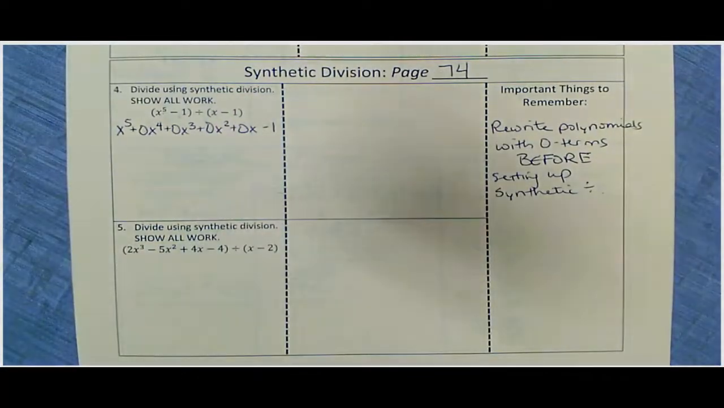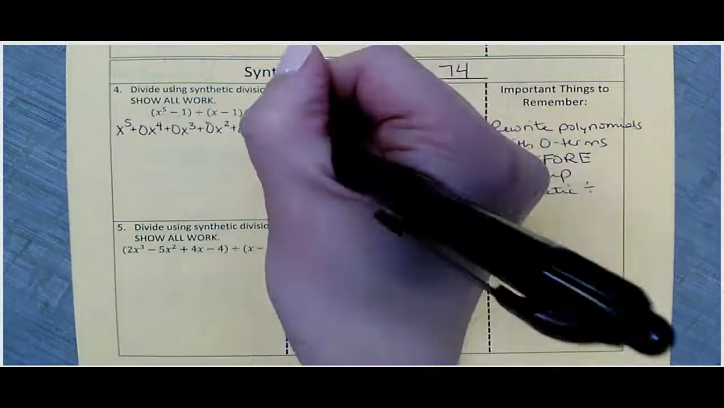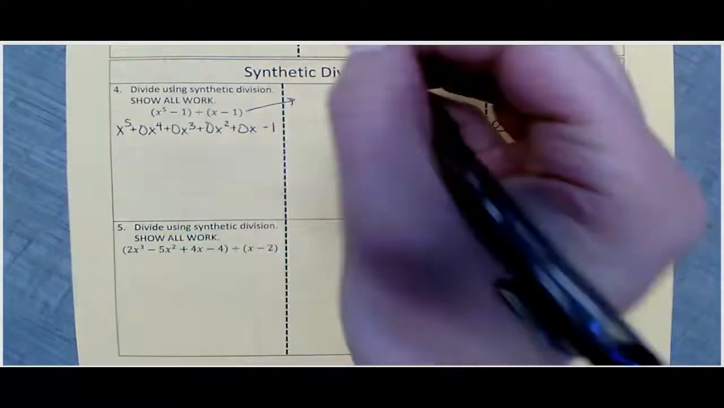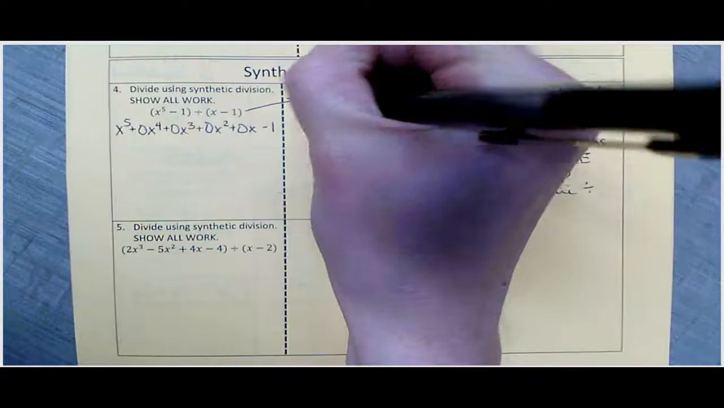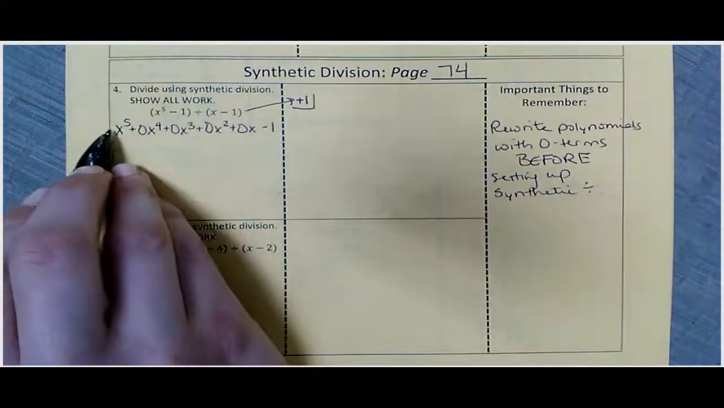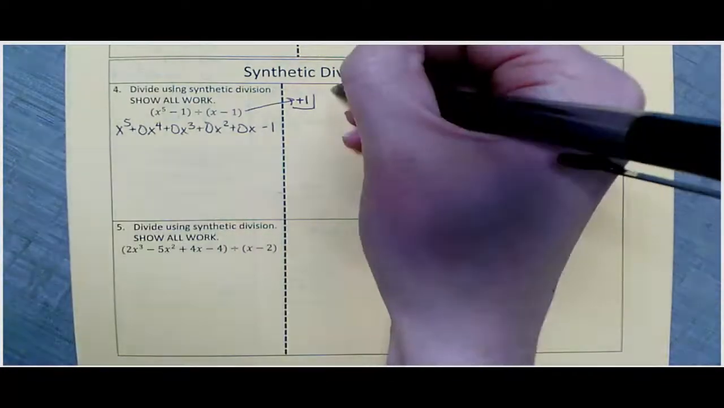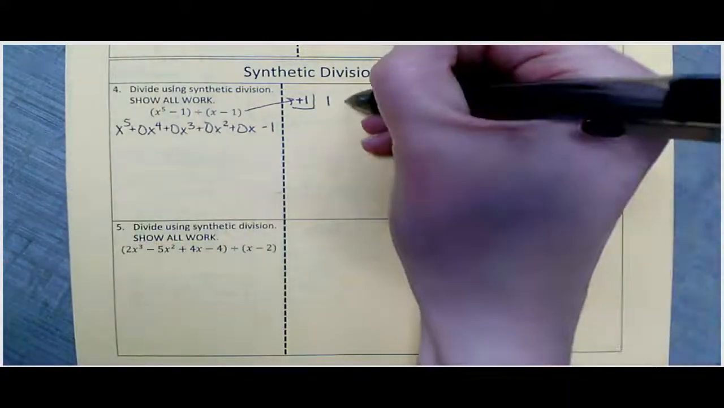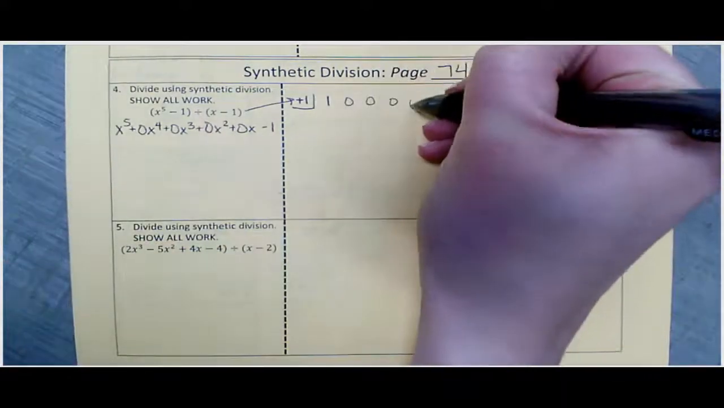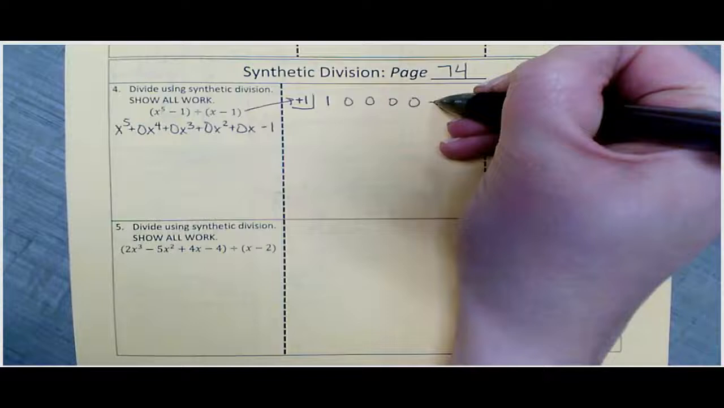So when I create my synthetic division setup, the opposite of x minus 1 is going to be a plus 1. And I'm going to put all my coefficients, so a 1 in front of the x to the power of 5. 1, 2, 3, 4 zeros. And then finally a minus 1.